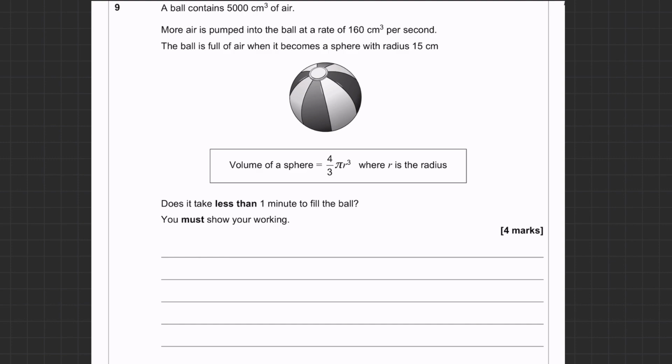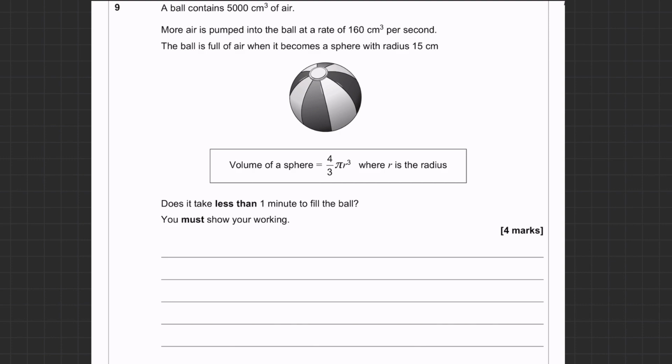Question 9. A ball contains 5,000 centimetres cubed of air. More air is pumped into the ball at a rate of 160 centimetres cubed per second. The ball is full of air when it becomes a sphere with radius 15 centimetres. The volume of the sphere is 4/3 pi r cubed, where r is the radius, so it's given us the formula, which is quite nice. Does it take less than 1 minute to fill the ball? You must show your workings.